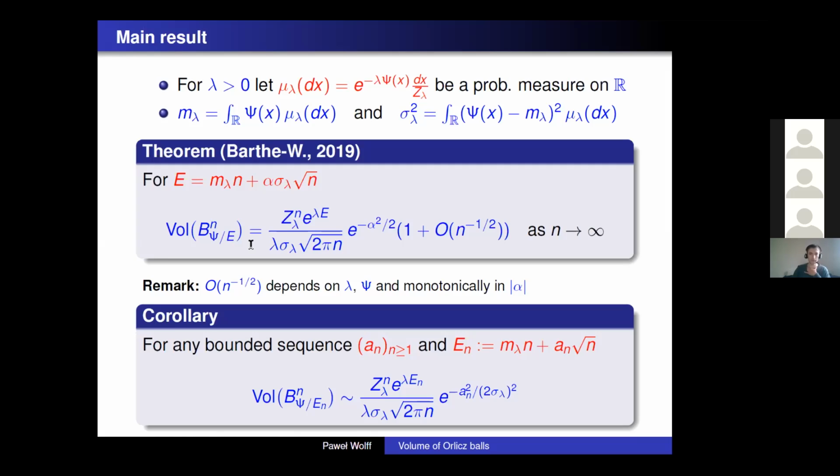We have the asymptotic formula for the volume. It's quite explicit. As you see, the normalizing constant intervenes here, the level set, of course. The characteristics like the variance are there. There is a square root of the dimension in the denominator, and the term that resembles the central limit theorem. This holds for any fixed alpha.